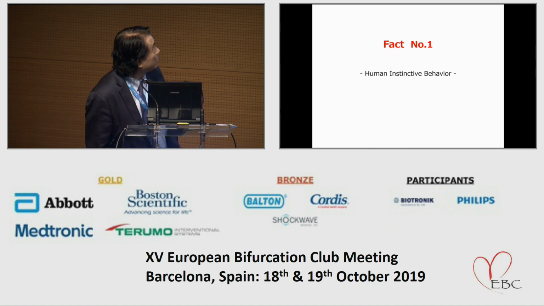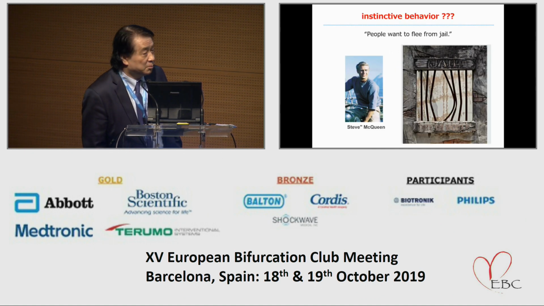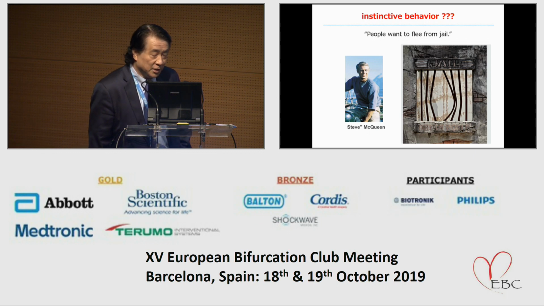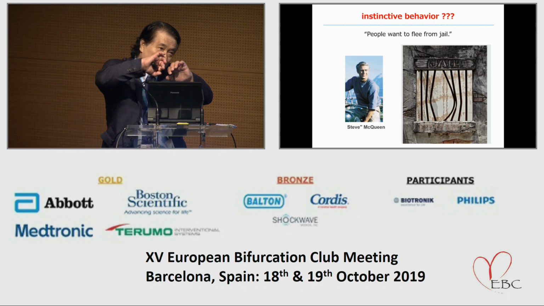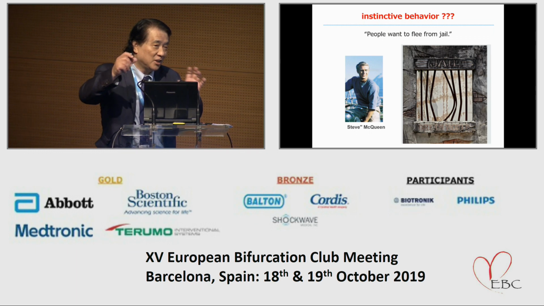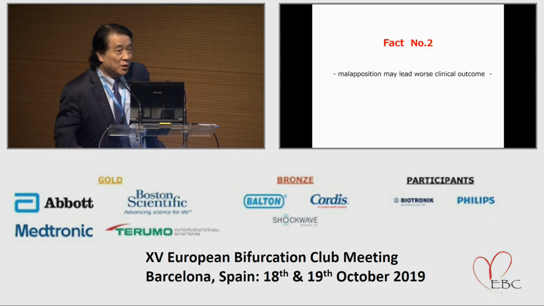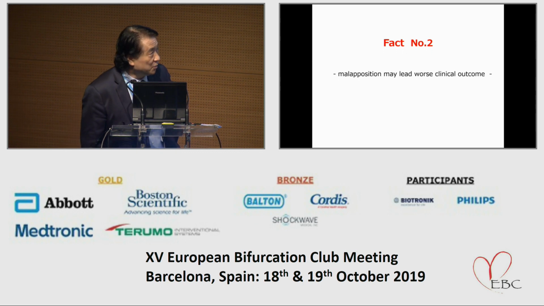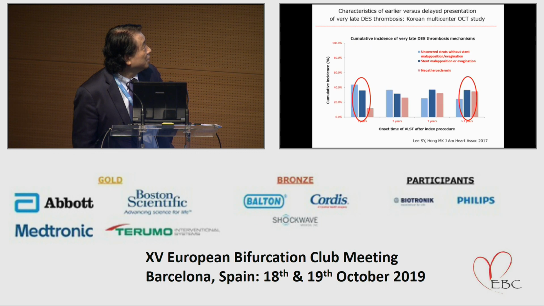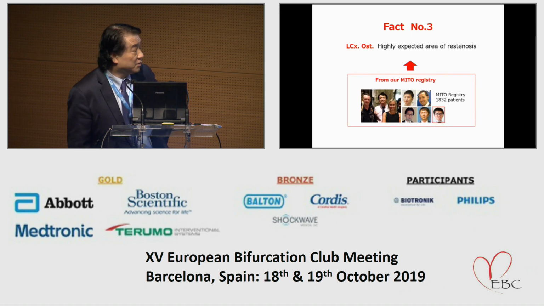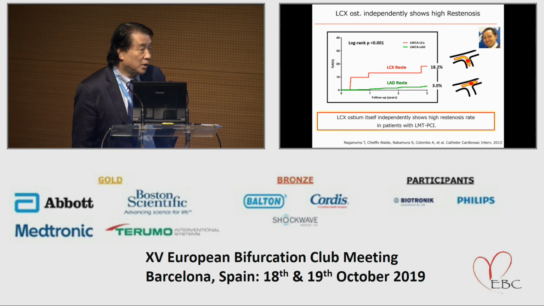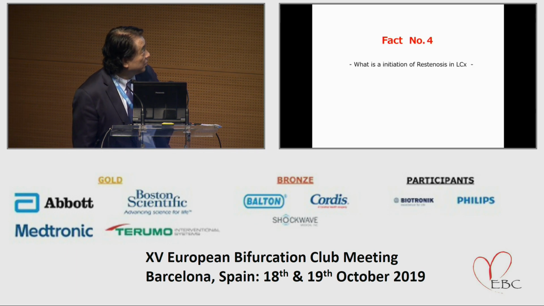Fact number 1, human instinct. People in jail want to be free from jail, so especially want to touch the jail, especially interventional cardiologists. Fact number 2, malposition mostly may lead to worse clinical outcome. People want to avoid it. Fact number 3, from the MIDDLE registry with Antonio Colombo, Toru Nagama, who was my junior, reported that the circumflex ostium itself independently showed a high restenosis rate after left main PCI.